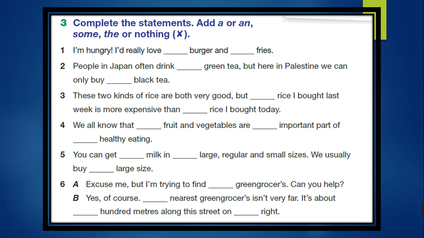One, I'm hungry. I'd really love a burger and some fries. Very good. Two, people in Japan often drink green tea, in general. But here in Palestine, we can only buy black tea. I'm talking about something in general, so we will use nothing. Okay, 2, 3, 4, 5, and 6. Pause the video, please do the task, then check your answer.